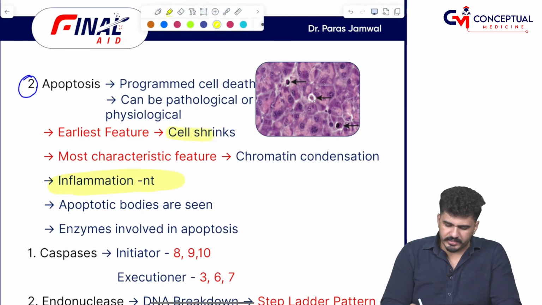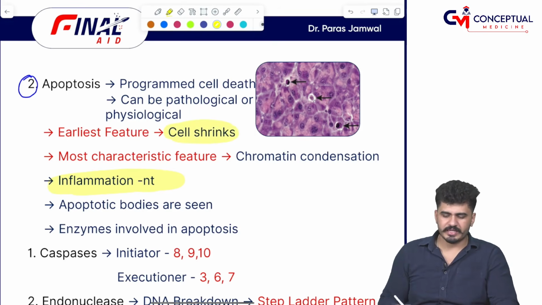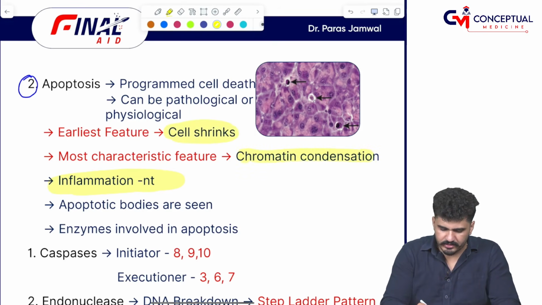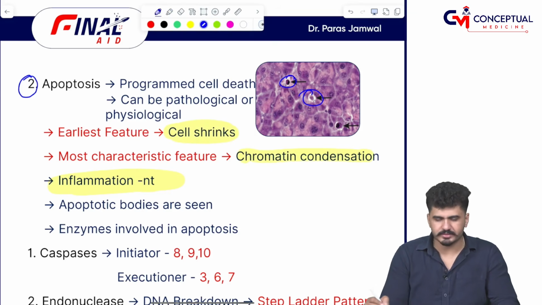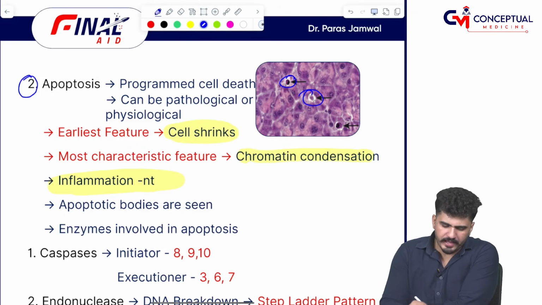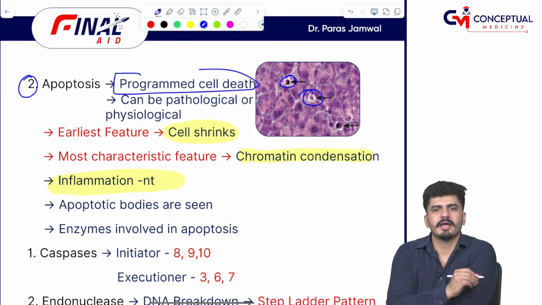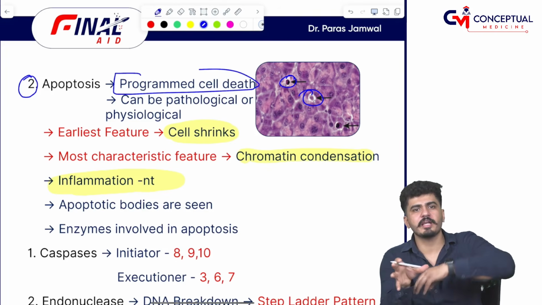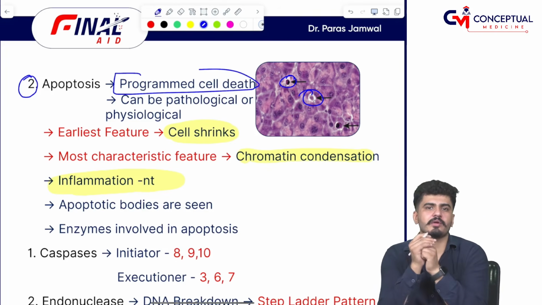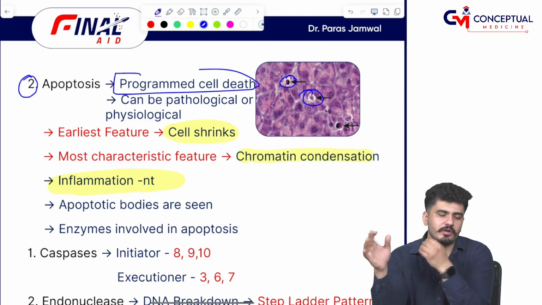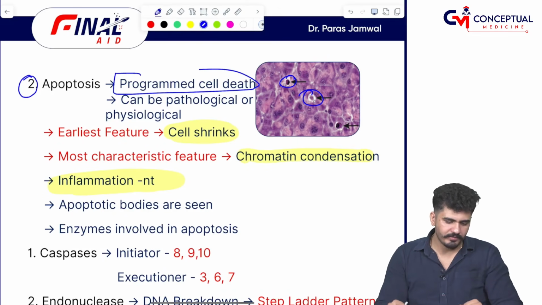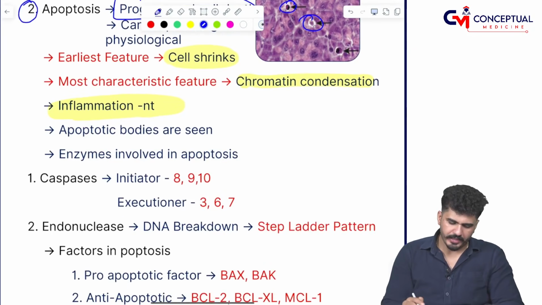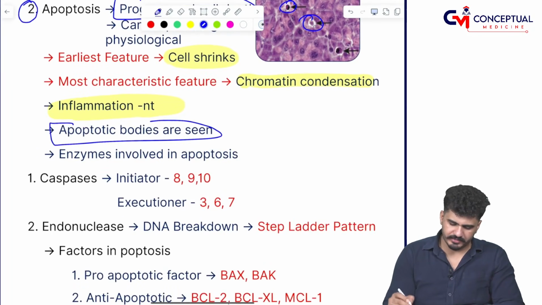The earliest feature is cell shrinkage and the most characteristic is chromatin condensation. You can see the apoptotic bodies. Okay? This is programmed cell death. And this can be physiological, can be pathological. But if I compare this with necrosis, necrosis is always and always pathological, sir. Done? Now, apoptotic bodies are seen. We have seen right here.